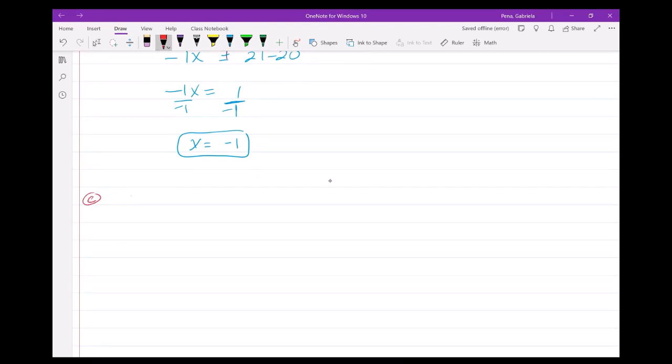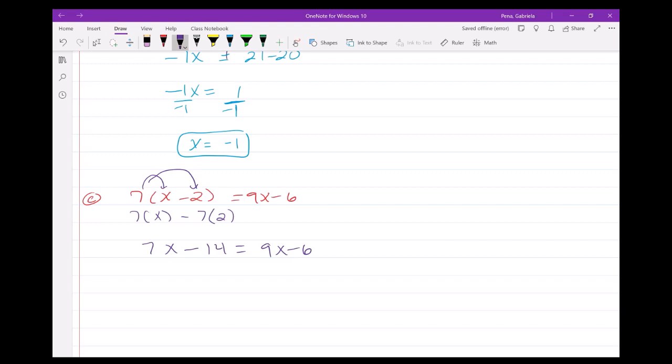Problem C. 7 parentheses x minus 2 equals 9x minus 6. So in this one, the first thing we have to do is distribute on both sides. 7 times x minus 7 times 2. 7 times x is 7x. 7 times 2, negative 14, equals 9x minus 6.